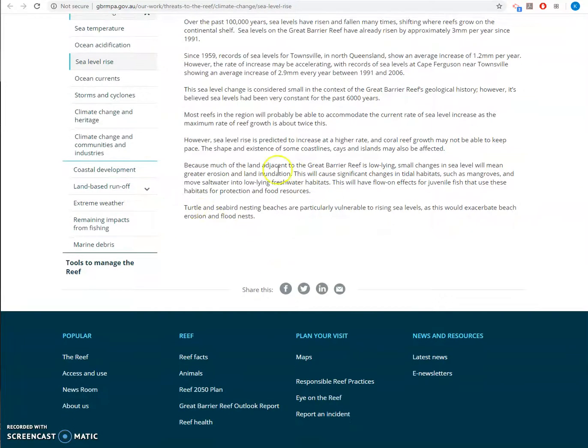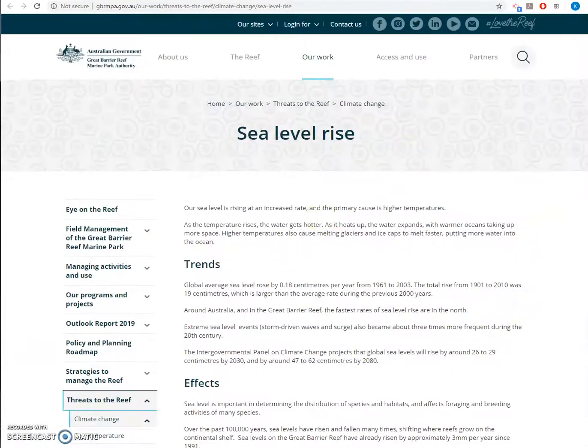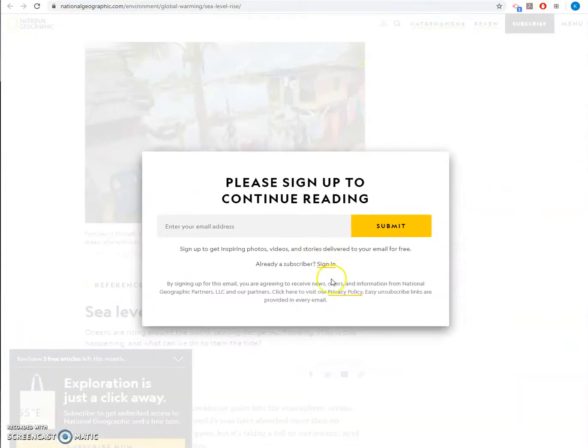So they're mostly concerned with what's happening on the reef and with these turtles and these birds that are going to be vulnerable. It's also going to cause beach erosion, which is going to flood nests. Bad for all the living things. So then here's a National Geographic article.